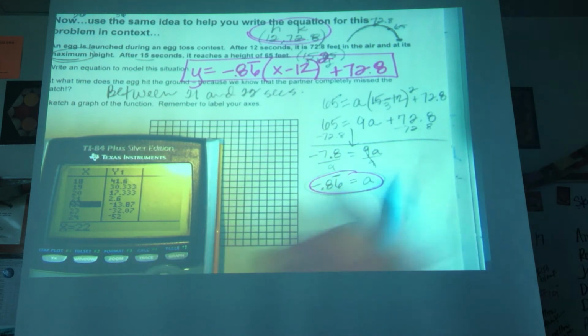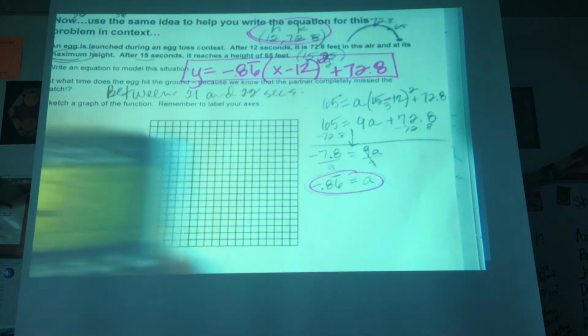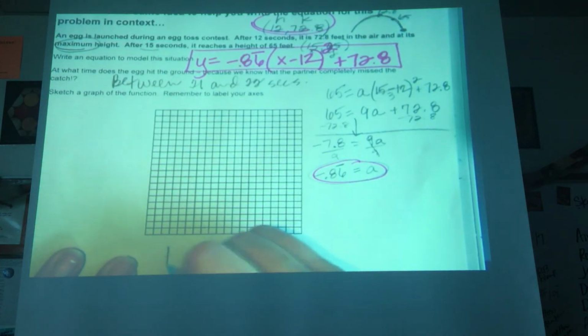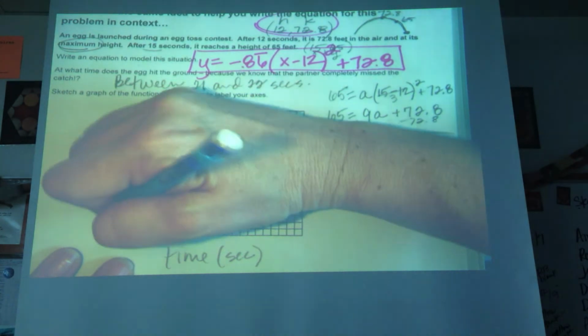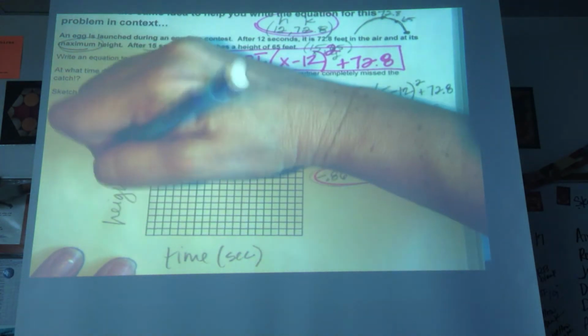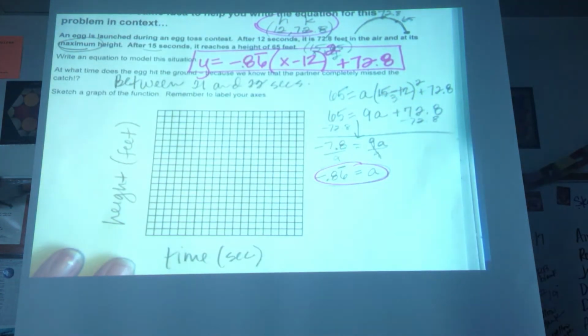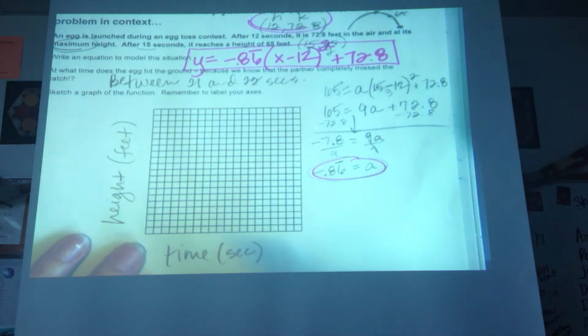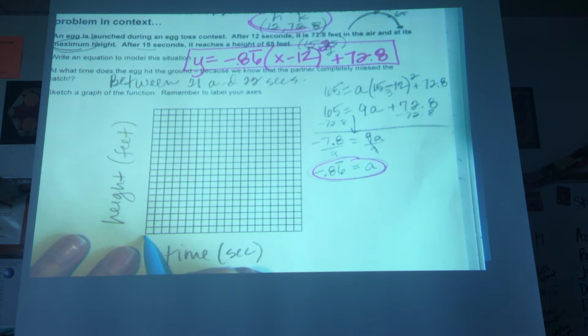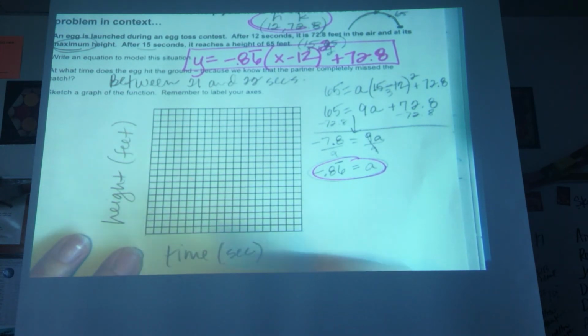Now, in order to graph the function, I know I'm going to have time down here in seconds, and I'm going to have height over here in feet. In terms of my time in seconds, it's not going to hit the ground until 22. I'm reasonably confident that if I go by fives, I'm going to be able to get over here to 22 so I can show where it lands. 1, 2, 3, 4, 5, 6, 7, 8, 9, 10.